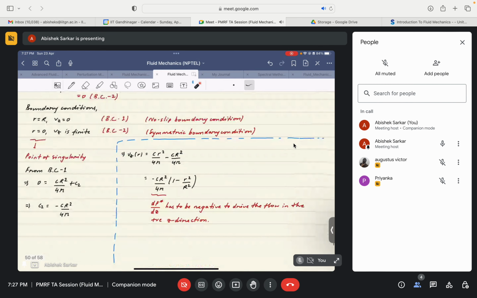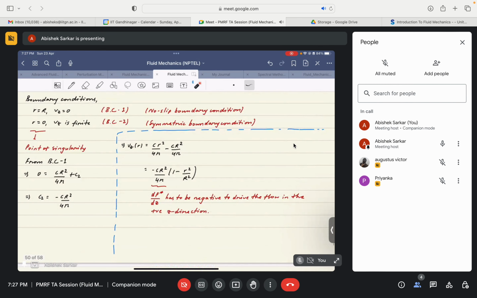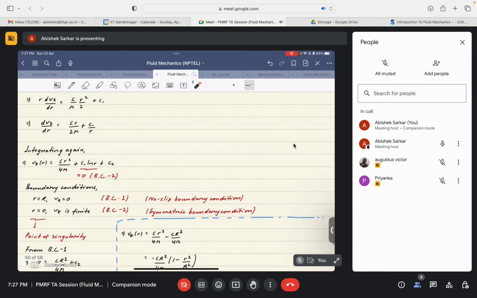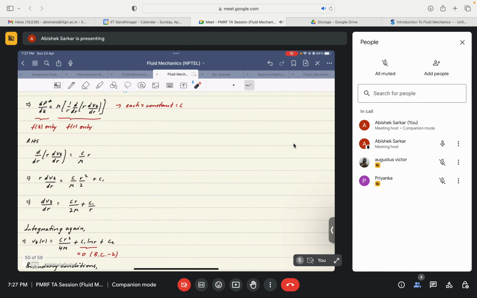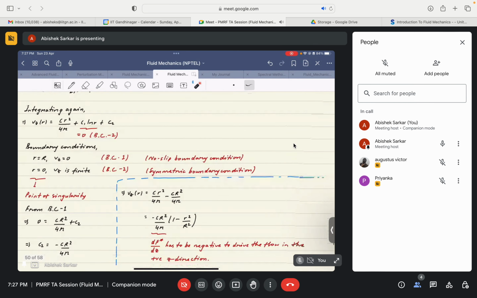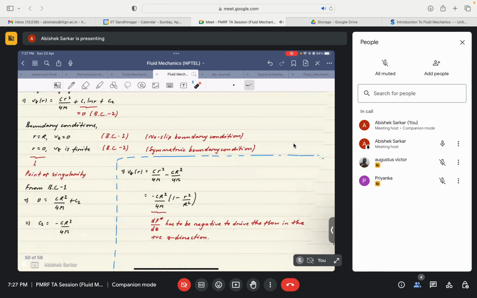The final velocity profile that we get is this: v of z is minus c r square by 4 mu times 1 minus r square by R square, where c is a constant, c is equal to minus dou p star by dou z.